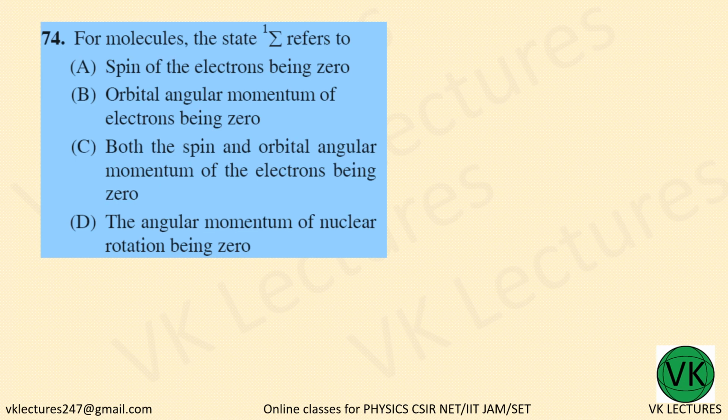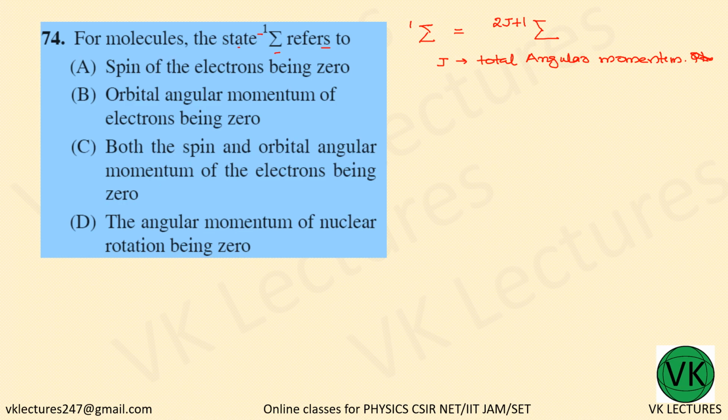Question number 74. For the molecules, the state sigma 1 refers to. Now, the sigma 1 is nothing but 2j plus 1 sigma. Now, what is this j? J is the total angular momentum quantum number.